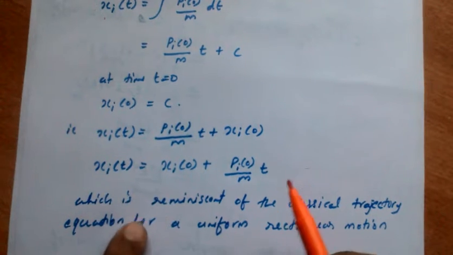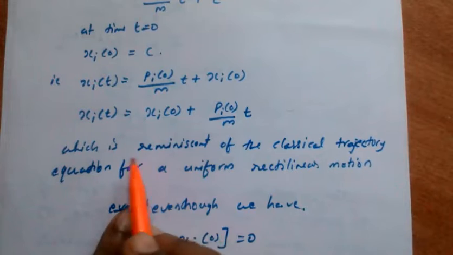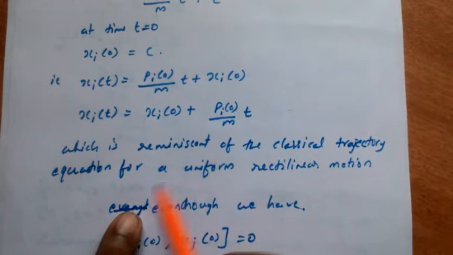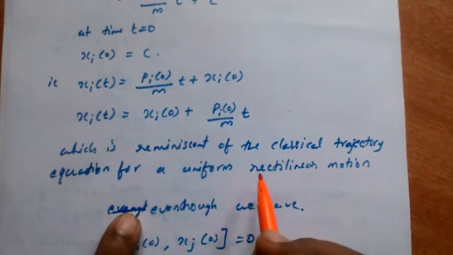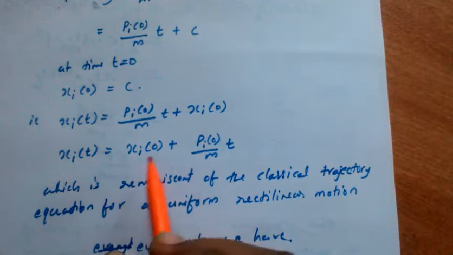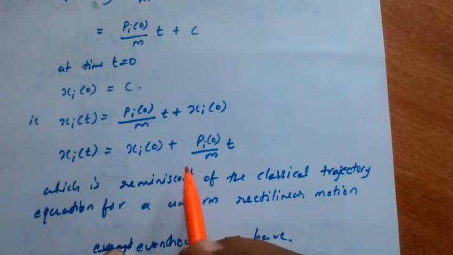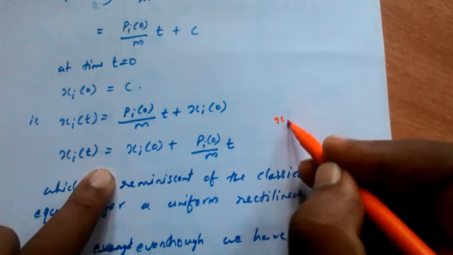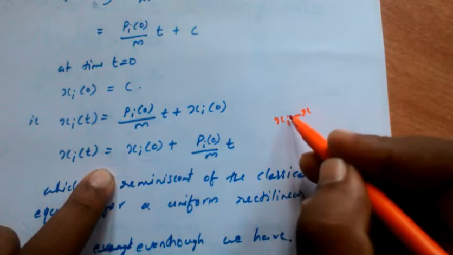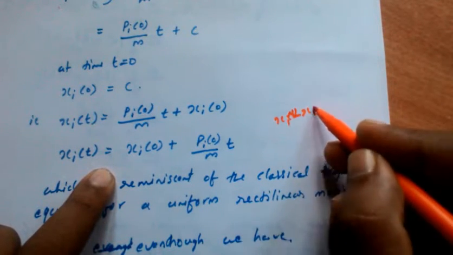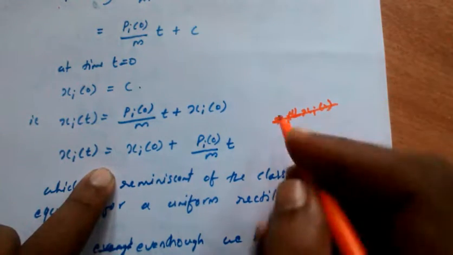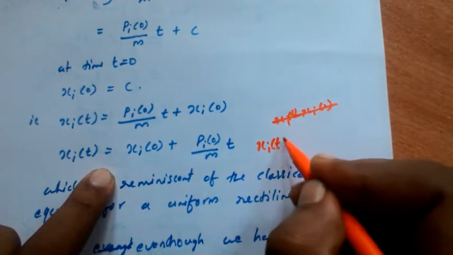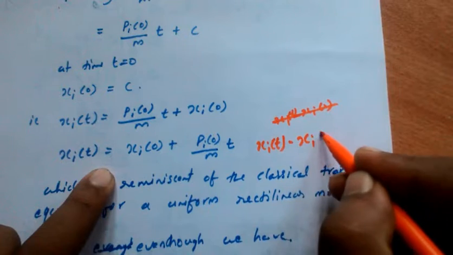This equation is reminiscent of the classical trajectory equation for uniform rectilinear motion. This is the equation of uniform rectilinear motion. Look at this: xi of t minus xi of 0.